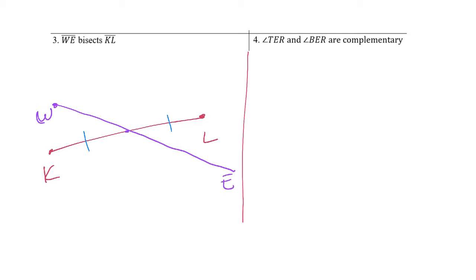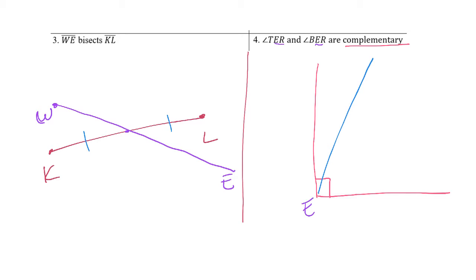The next part says angle TER and angle BER are complementary. Complementary means they form a 90-degree angle corner. So you do need to have that 90-degree mark in there. And it's two angles, so there's going to be a line segment here. But we need to label that with letters, so you need to look for where it overlaps. It overlaps at the ER on each of them. That means E is going to be the middle, and R is going to be this endpoint here. So then you can put T and B on either of these other two endpoints, doesn't matter which one.